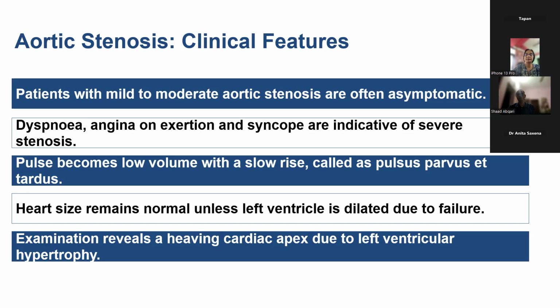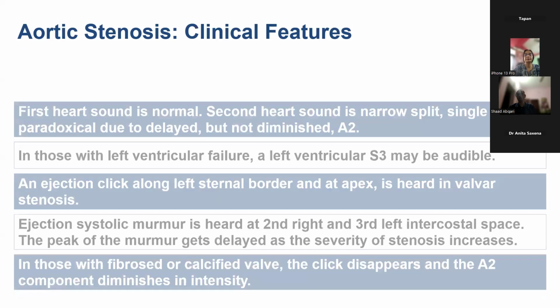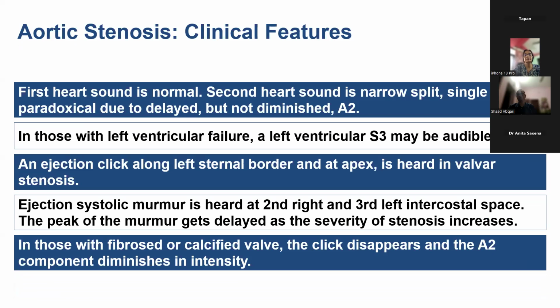Pulse becomes low volume with a slow rise, which is typically called pulsus parvus et tardus. Heart size will again remain normal unless the left ventricle has failed, and examination will, besides the typical click and murmur, give you a left ventricular apex because of hypertrophy of the left ventricle. First heart sound is normal, second heart sound is narrow split, single, or even reversed, as we said, paradoxical.